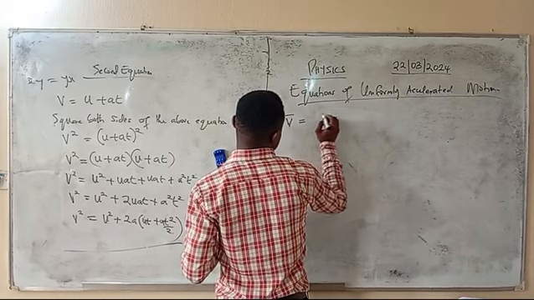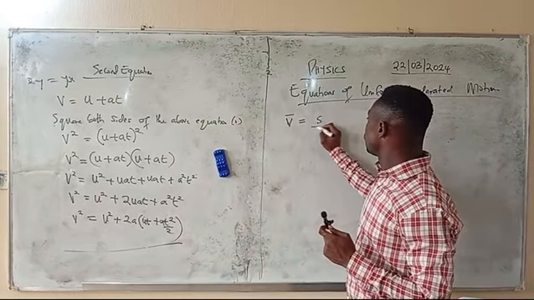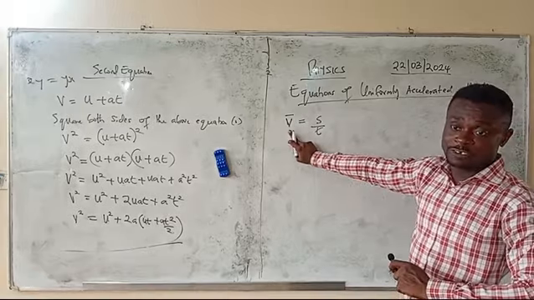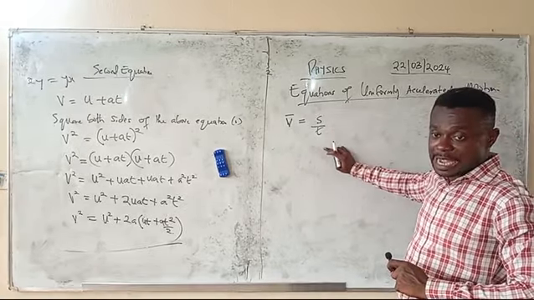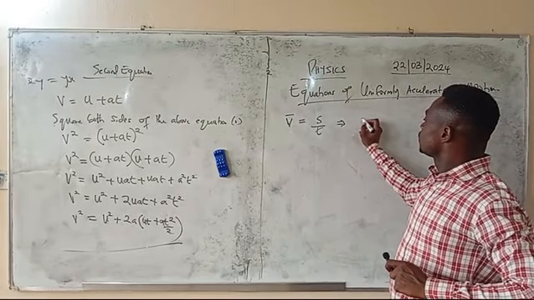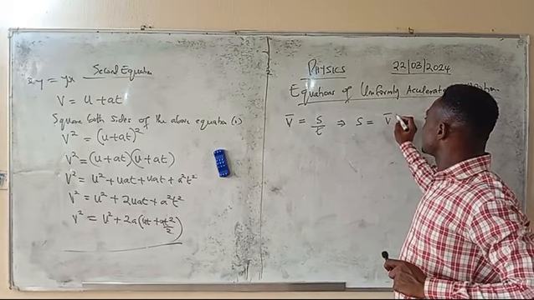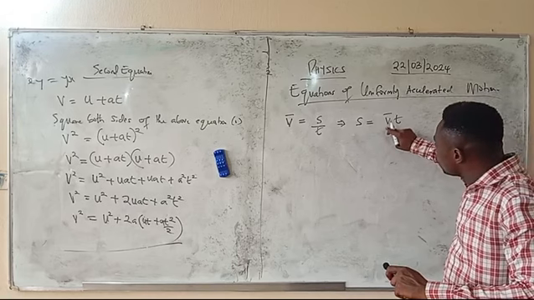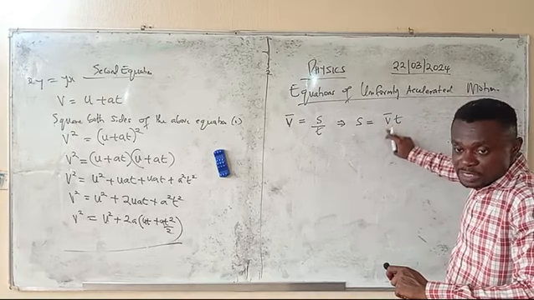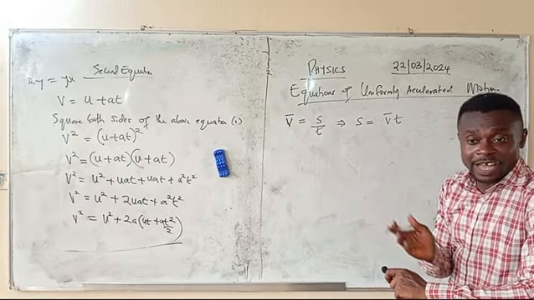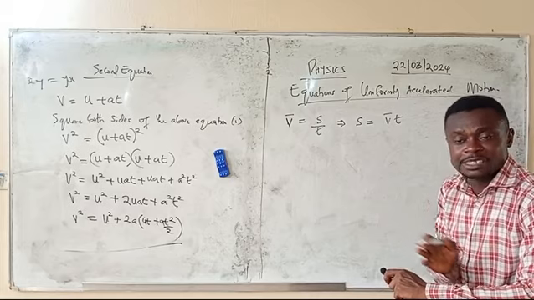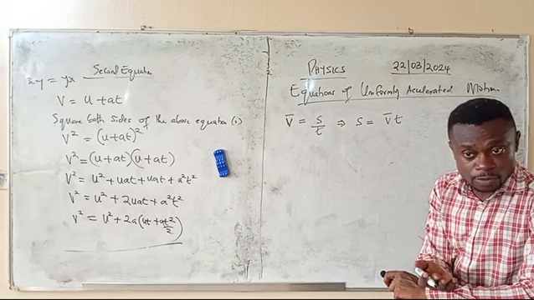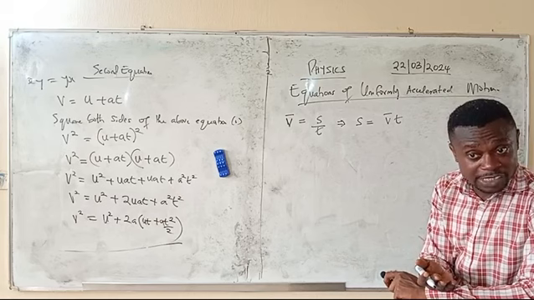Average velocity is total distance covered over time. Are you following? This implies that the total distance covered is equal to average velocity times time. But let's substitute this average velocity with what should be here. When you hear average, if you have the initial velocity and the final velocity, average velocity is initial velocity plus final velocity divided by 2.